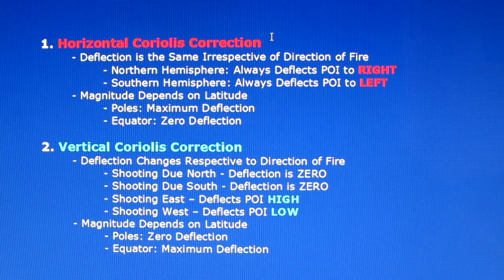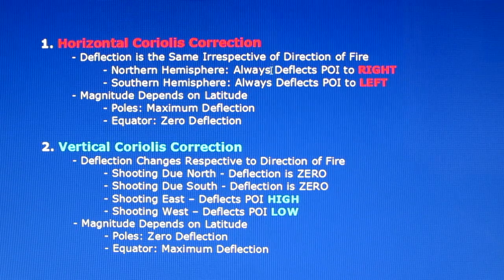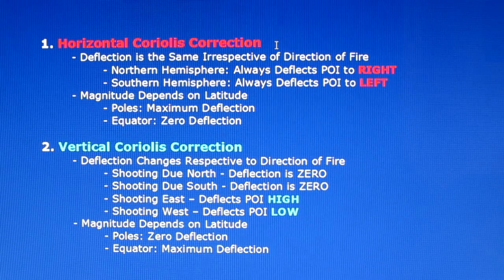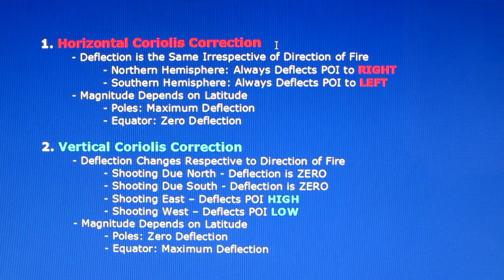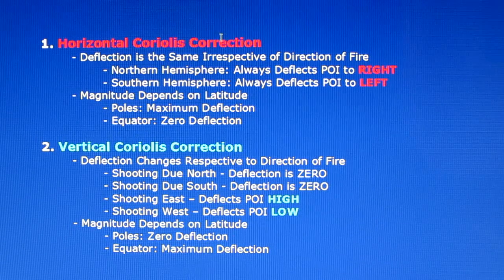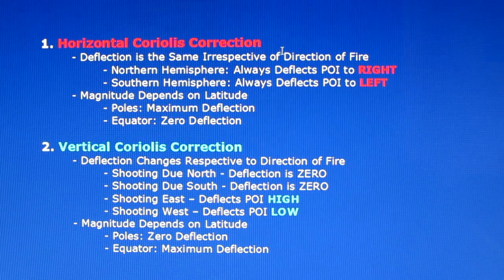So there are two different things you're going to have to be concerned with when you're doing extreme long-range precision shooting. We're talking 1,000 yards or more is when this really comes into play. Closer than 1,000 yards, Coriolis is not going to affect you enough to make a terrible miss. At 1,000 yards, it varies based on latitude, but horizontal correction due to Coriolis will be on the order of 1 or 2 inches in a lot of cases.